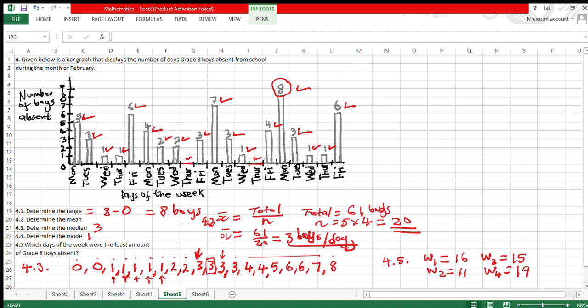So the question asks which days of the week were the least amount of grade 8 boys absent. So as you can see here, the lowest number of boys absent was on week 2. So the days of the week from week 2 will be the answer. I think our question will end here. Our example will end here.